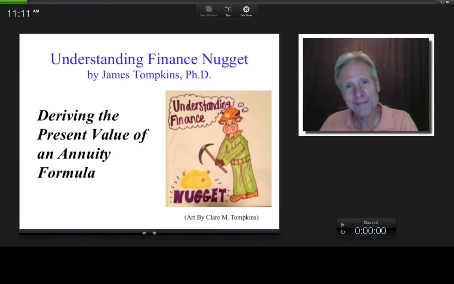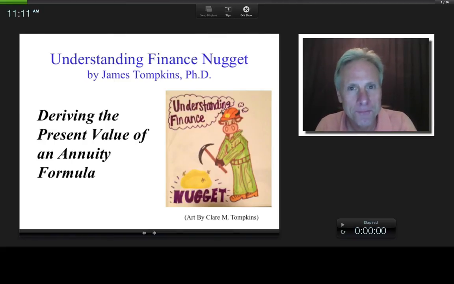Today I'm going to be looking at deriving the present value of an annuity. And by the way, the goal is not to memorize these formulas, but to understand them. If you understand this, you won't have to memorize any of those other related annuity formulas that they have in textbooks, like the future value of annuity formula, annuity due, etc.